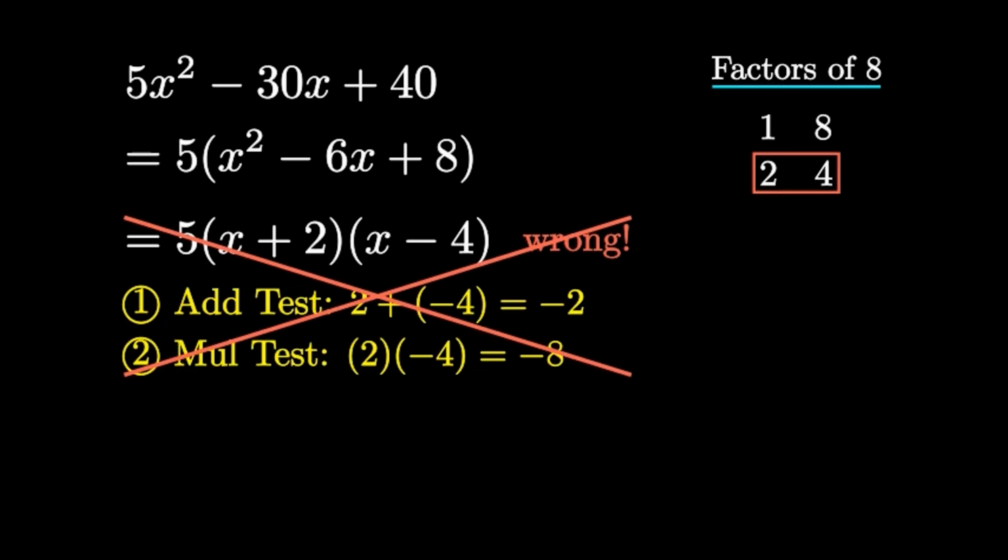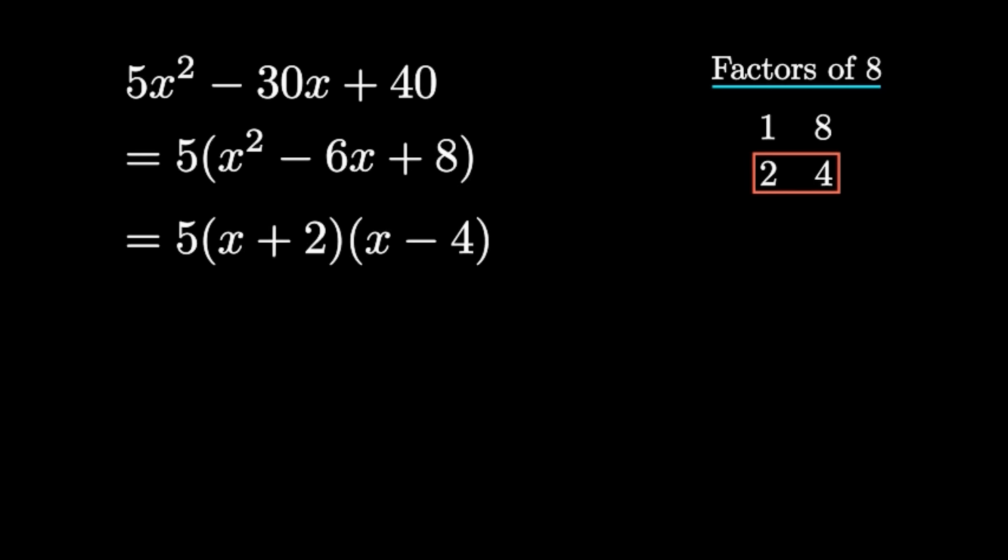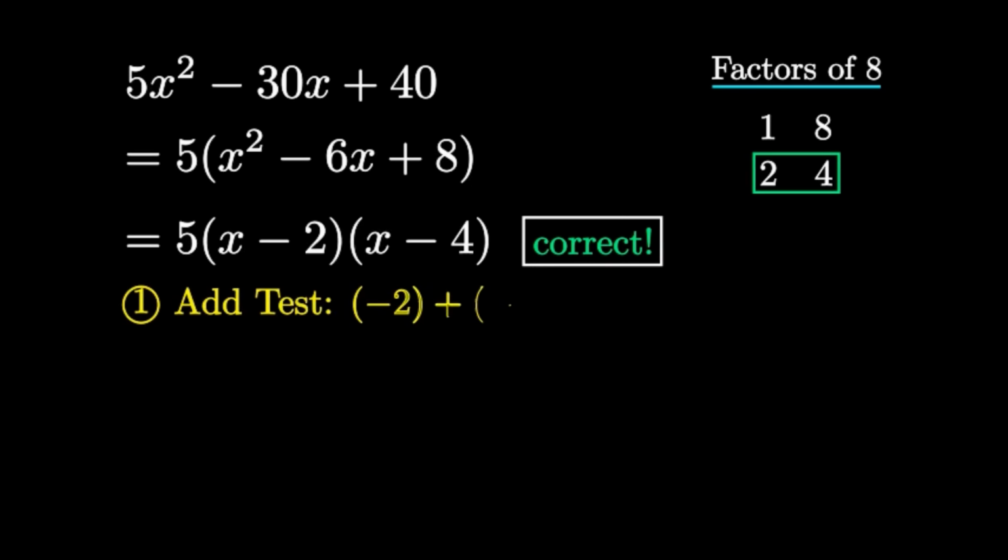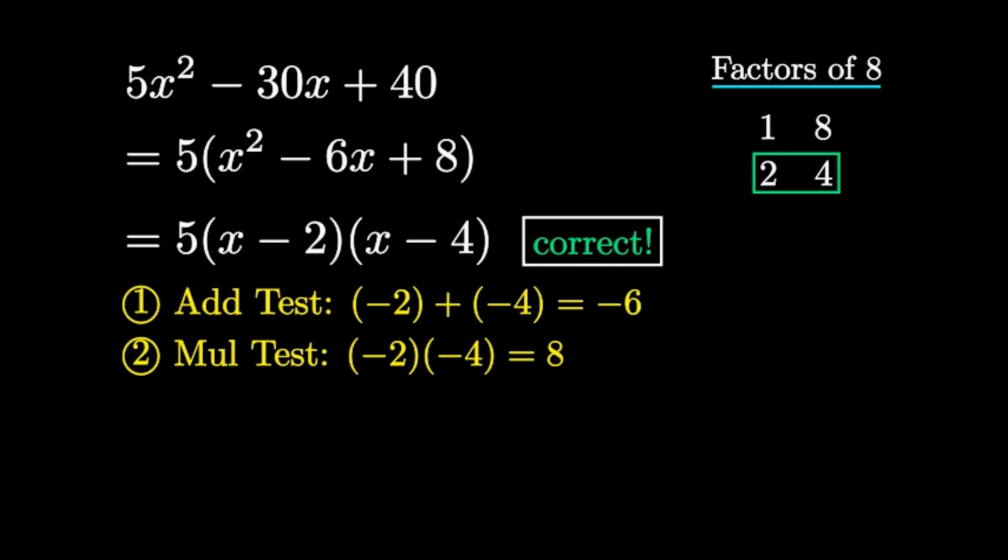Now, the correct thing we're supposed to get is 5 times x minus 2 times x minus 4. Let's make that change real quick. Okay. Now, let's do the addition test. Now, we have negative 2 plus negative 4 gives me that negative 6 in the middle. That's what we are looking for. The multiplication test, we have negative 2 times negative 4, which is the positive 8 that's on the right side.